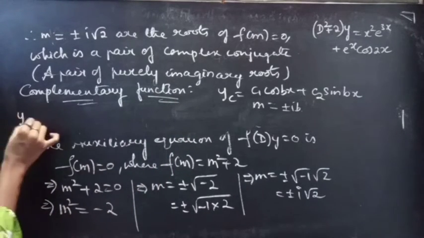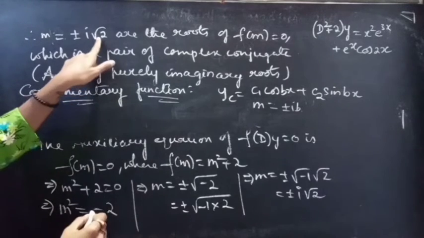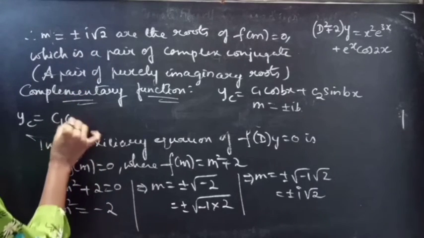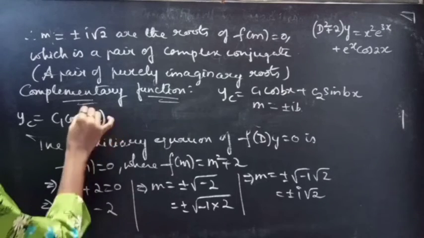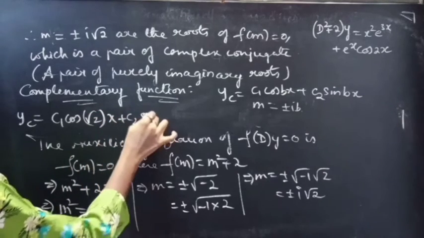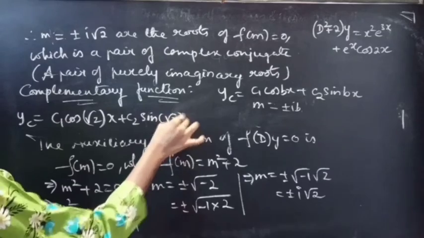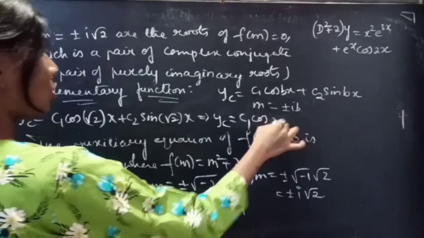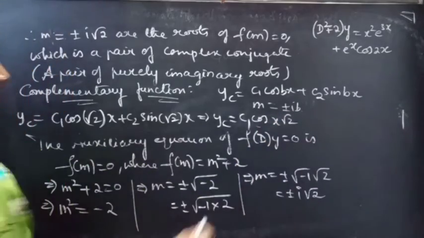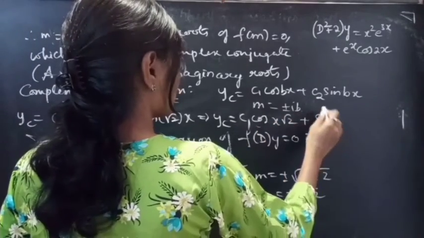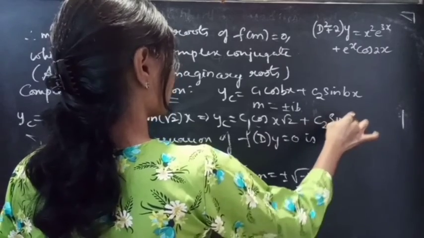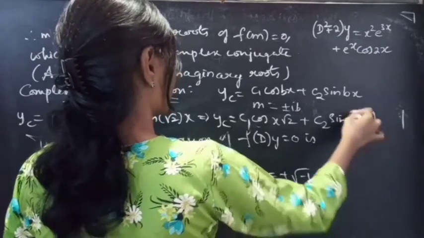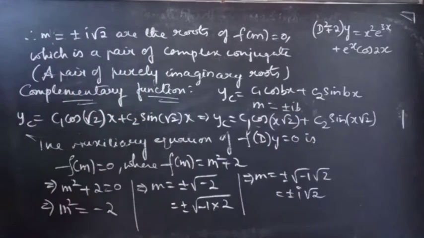yc equals, for B equals root 2, we'll get C1 cos root 2 into x plus C2 sin root 2 into x. That is, y equals C1 cos x root 2 plus C2 sin x root 2. We got yc. Now let's find the particular integral.